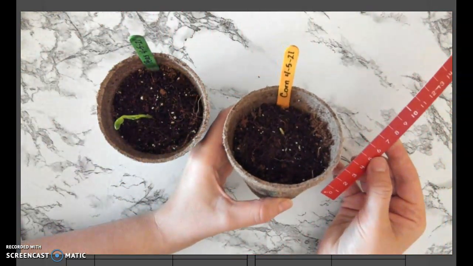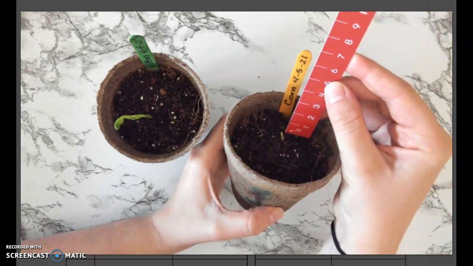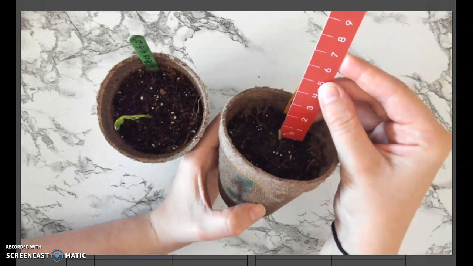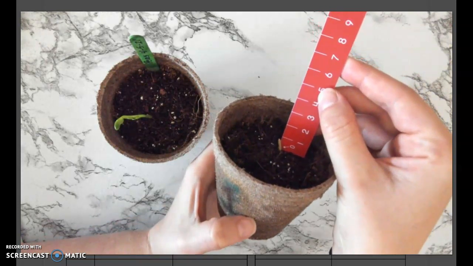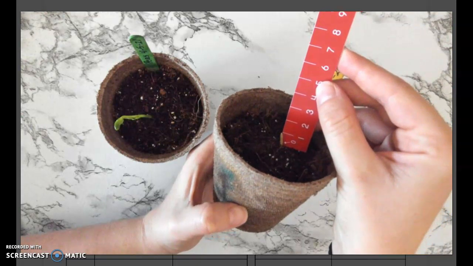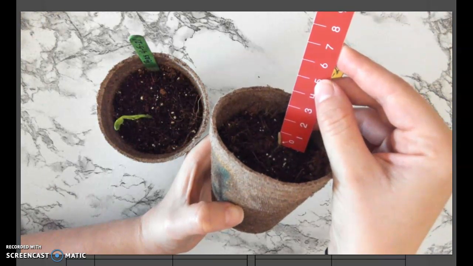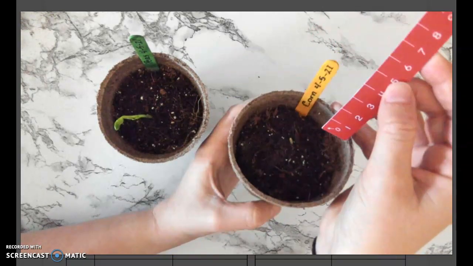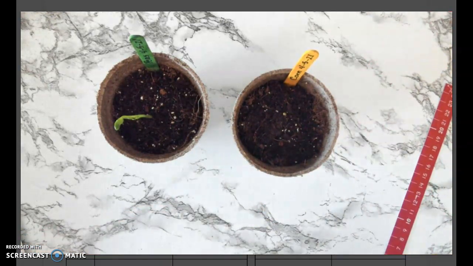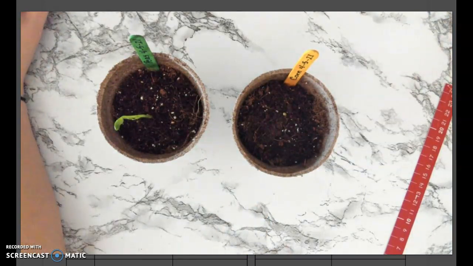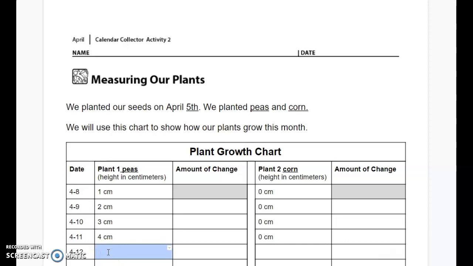And then I need to look at my corn seedling. My corn seedling, it's kind of hard to see, but it's right down here. And I'm going to do the same, put my ruler down in the dirt and kind of turn my ruler so it's measuring the height of my corn seedling. And that's just about exactly at 1 centimeter. So the height for my 2 plants is 5 centimeters and 1 centimeter. Let's put that in our chart today. Now let's fill in. Our peas were 5 centimeters today, and our corn was 1 centimeter today.